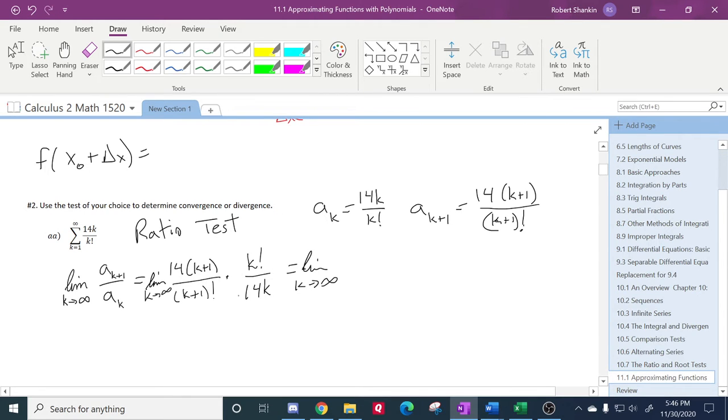When I reduce it, this 14 and this 14, divide top and bottom by 14. And then it is k plus 1 factorial. Like it would be like 100 factorial, and this would be like 99 factorial. All the numbers would cancel out except the highest number, which would be on the bottom.